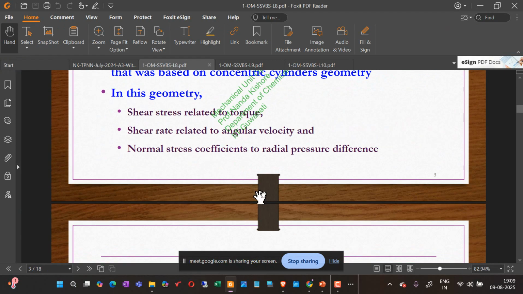And another one is, utilizing these rotational rheometers, you can measure the shear rate related to the angular velocity, right?